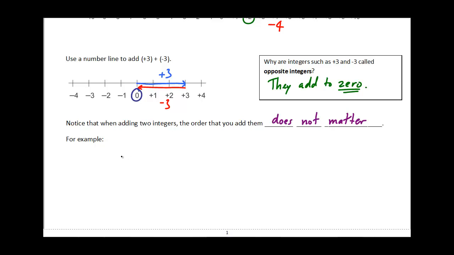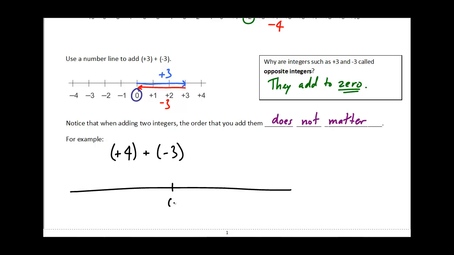Okay, so just as a quick example, imagine we have positive 4, and we're going to add to that negative 3. So positive 4 plus negative 3. If we look on our number line here, 0, 1, 2, 3, 4. Then I could go 4 spaces to the right and follow that up by going 3 spaces back to the left. And my answer would be positive 1.